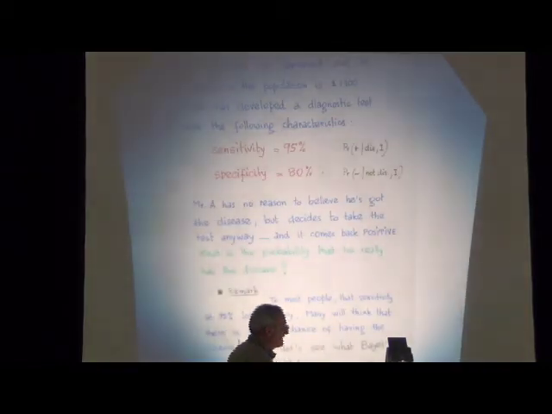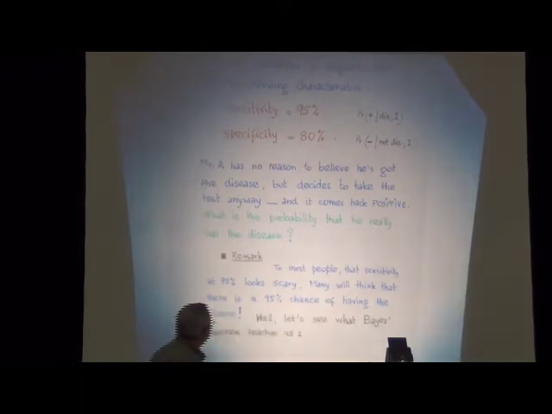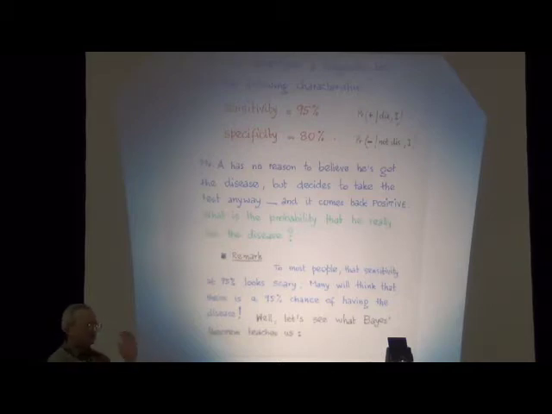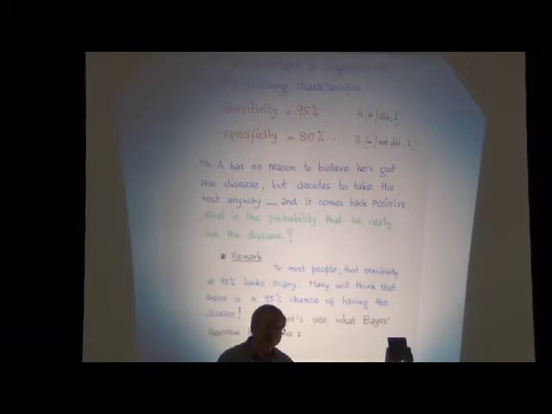So now, suppose that a certain person, Mr. A, has no reason to believe that he's got this new disease, but decides to take the test to feel good, to sort of have no problem. And it comes out positive. Does he have the disease? What's the probability that he actually has the disease, given these characteristics of the test?